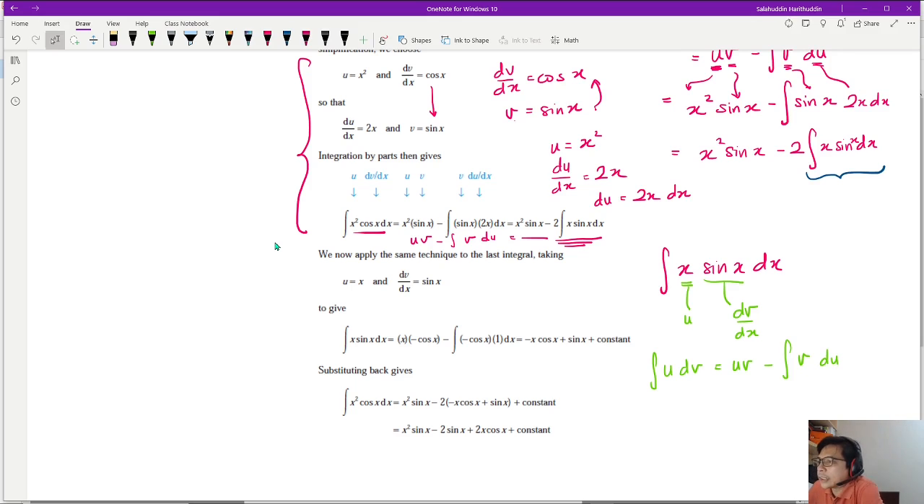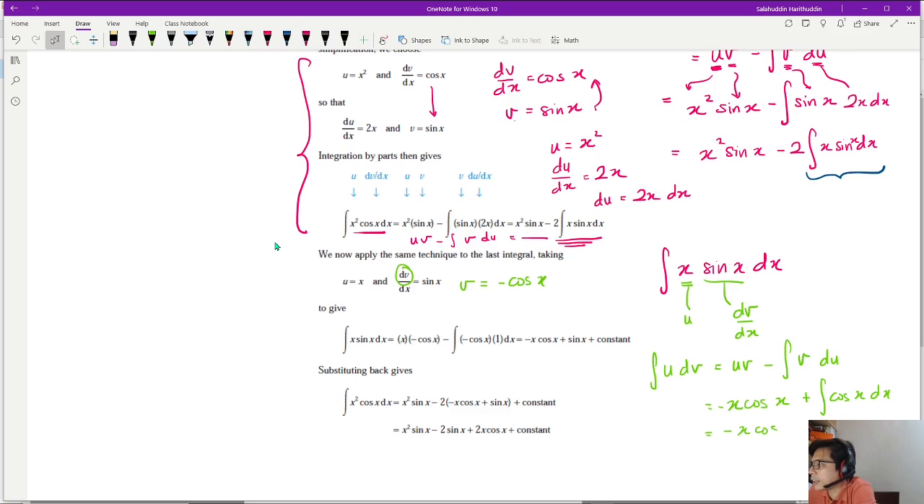All right, so since u is x, I can just write down x. What is v? Because dv/dx is sine x, that means v is minus cosine x. I know that, so I can write down here minus cosine x minus v, which in this case is minus, so plus cosine x dx. So this one is easy.